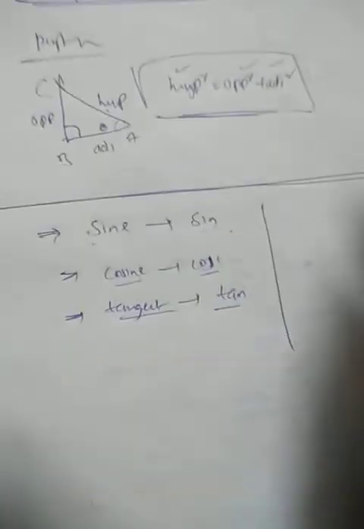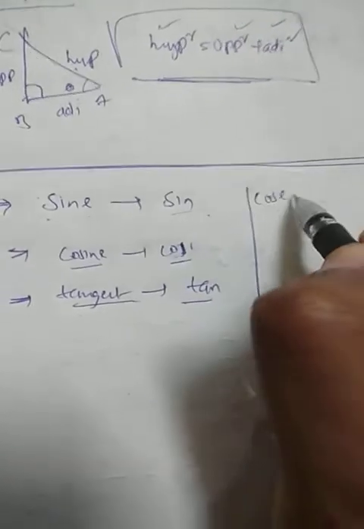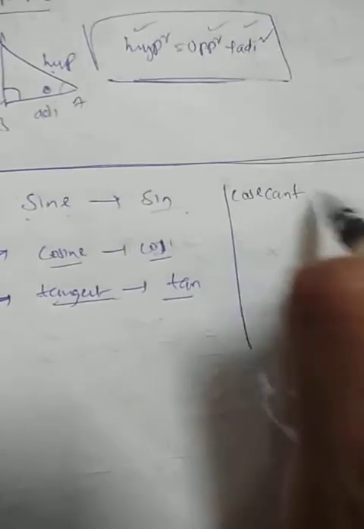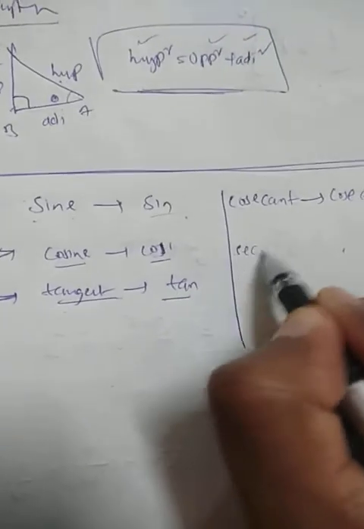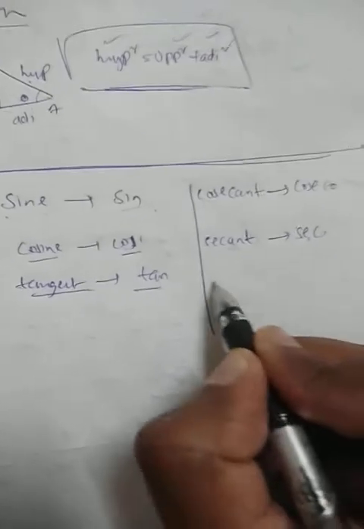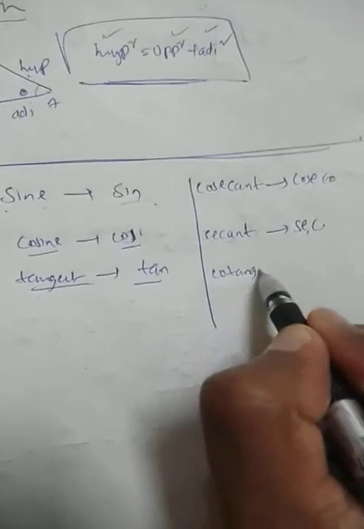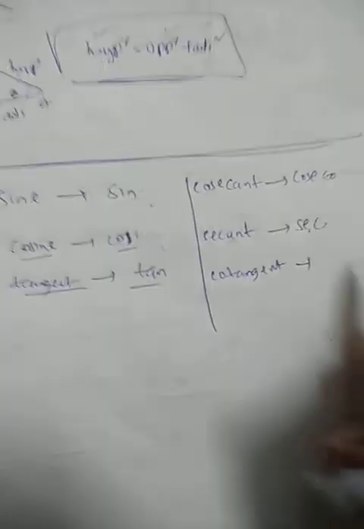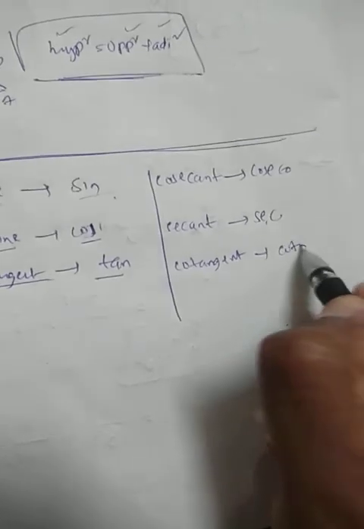Next, cosecant, we can write it as cosec; secant, we can write it as sec; cotangent, we can write it as cot.